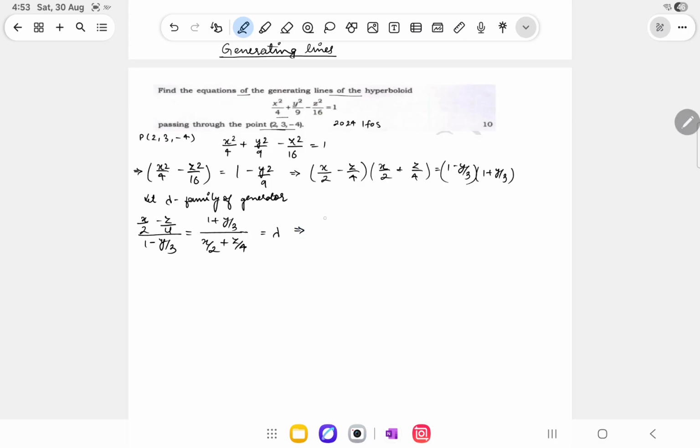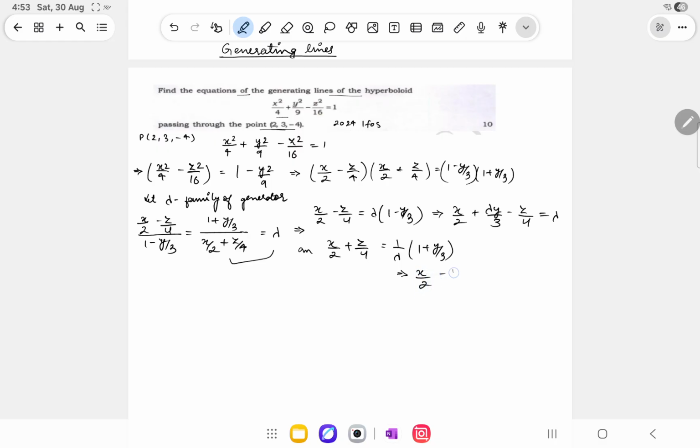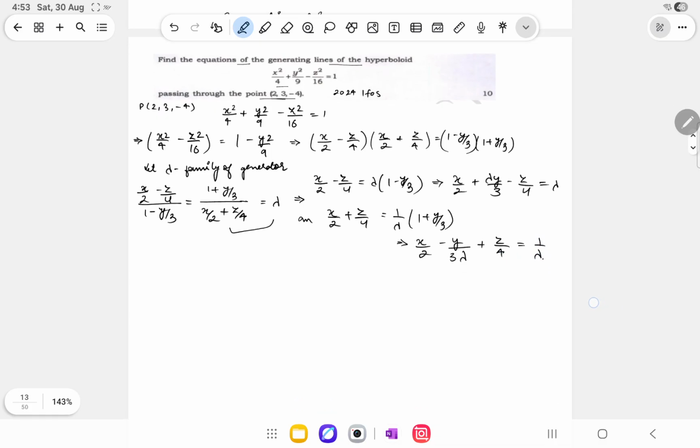So if I simplify it, I will get x/2 - z/4 = lambda(1 - y/3), which is basically x/2 + lambda y/3 - z/4 = lambda. The second term will give me x/2 + z/4 = (1/lambda)(1 + y/3), and this gives x/2 - y/(3 lambda) + z/4 = 1/lambda. So we got two equations of plane, and their intersection will give me the equation of one generating line.